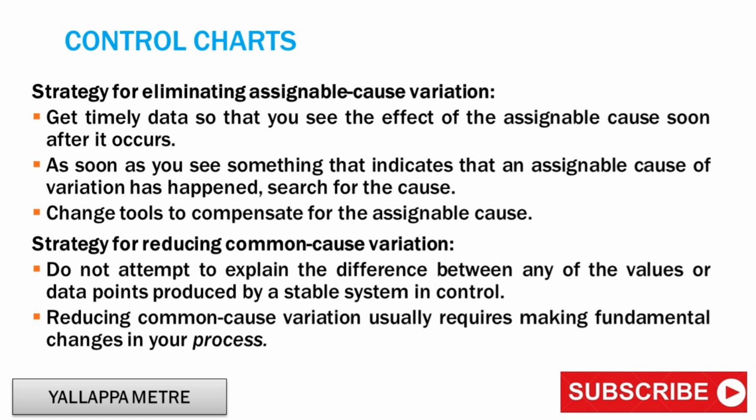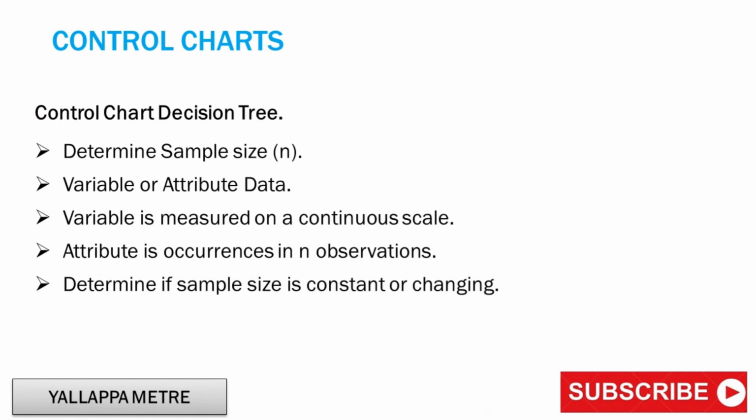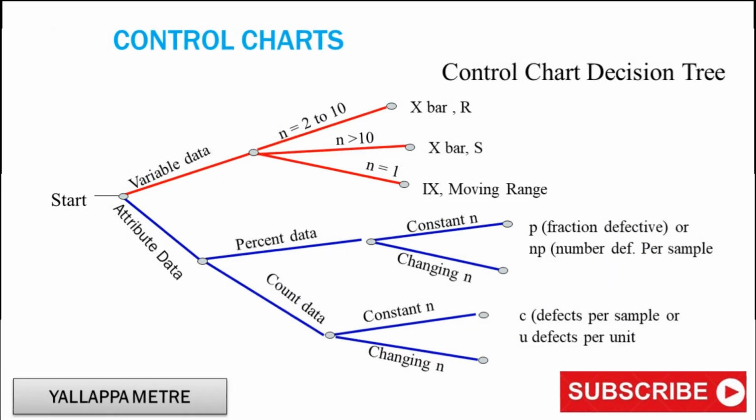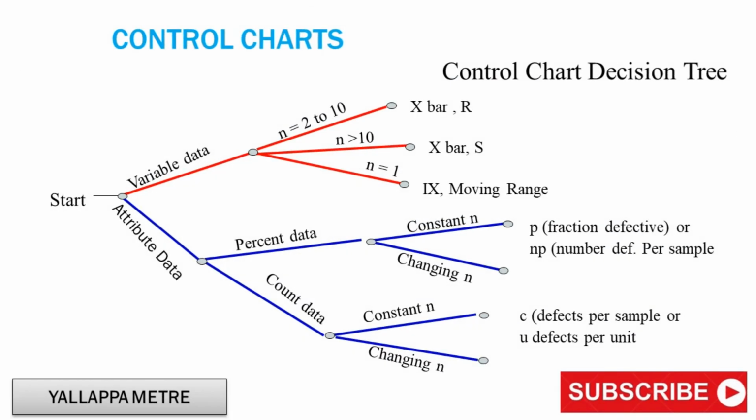Reducing common cause variation usually requires making fundamental changes in your process. Control chart decision tree. Determine sample size, n, variable or attribute data. Variable is measured on a continuous scale. Attribute is occurrences in n observations. Determine if sample size is constant or changing. Please look at control chart decision tree for better understanding.